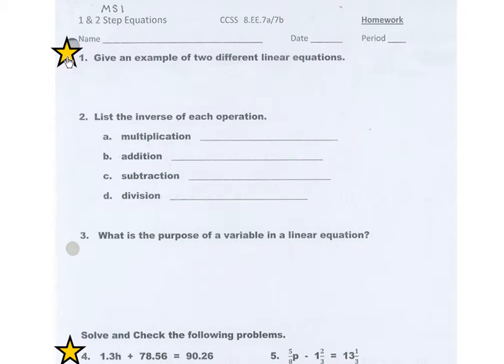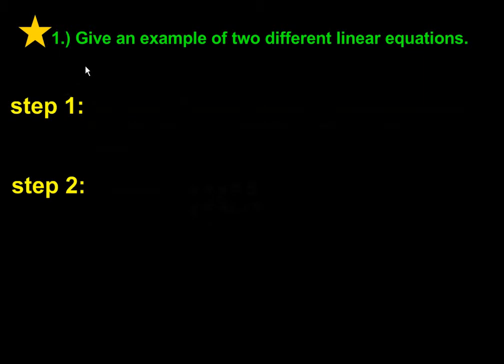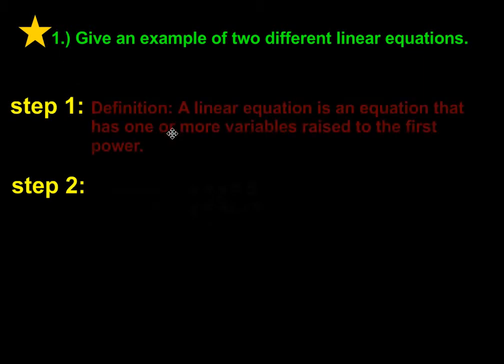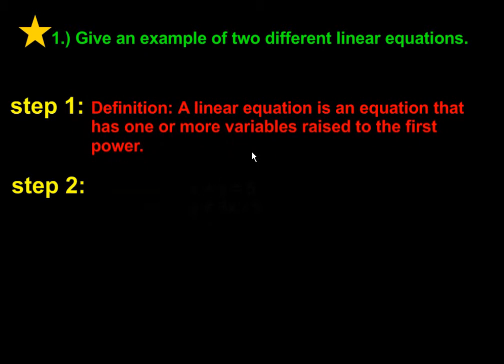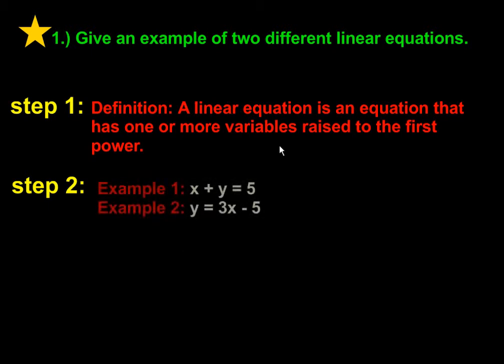Give an example of two different linear equations. Well, let's look at the definition of linear. A linear equation is an equation that has one or more variables, letters, that are raised to the first power, which simply means they don't have any kind of exponent attached to them. So, two examples of equations that have one or more variables with no exponents are right here: x plus y equals 5, y equals 3x minus 5.